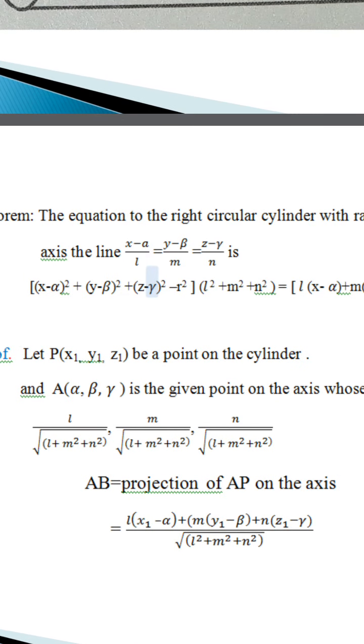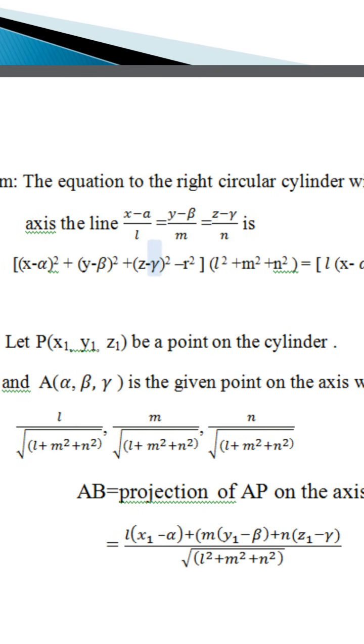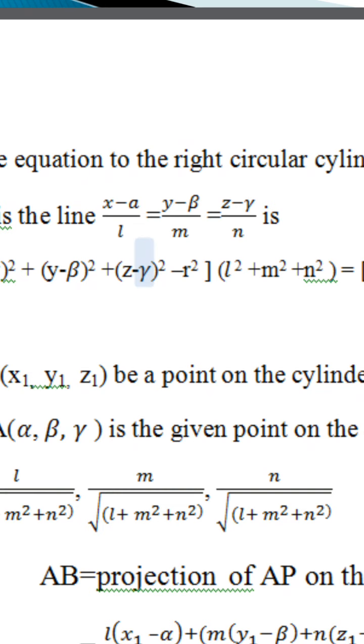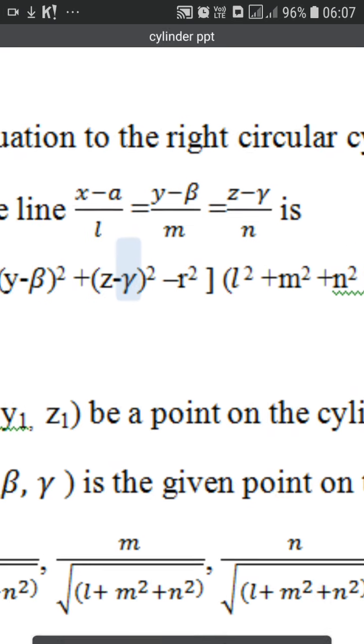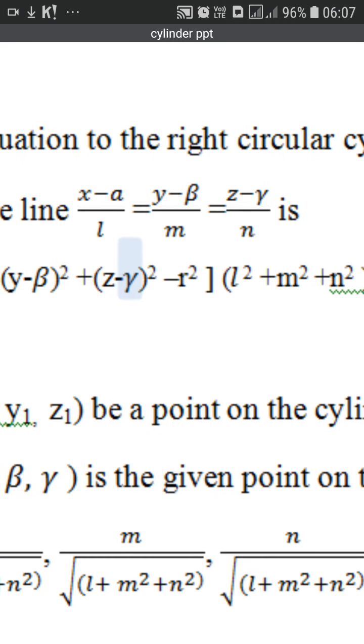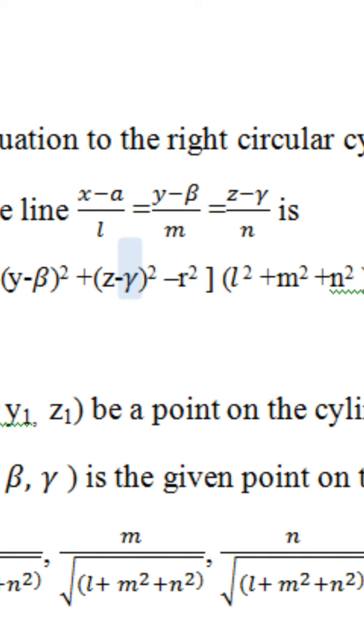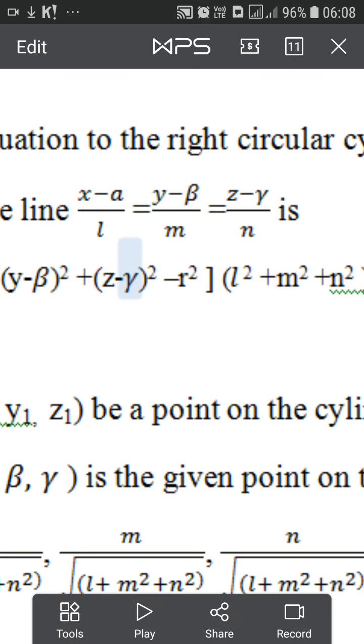So, how can we write this? Just look here. The axis of the line is nothing but the line equation in symmetric form. Here we can observe that l, m, n are the DRs of the line. You know very well how to convert DRs into DCs: if a, b, c are the DRs of a line, then the DCs will be a by root of a square plus b square plus c square, b by root of a square plus b square plus c square, and c by root of a square plus b square plus c square.